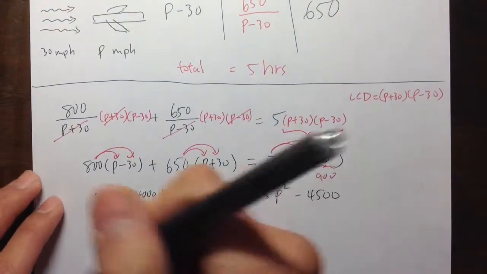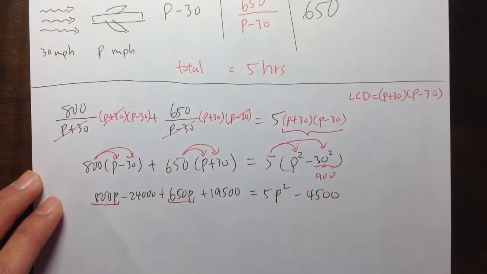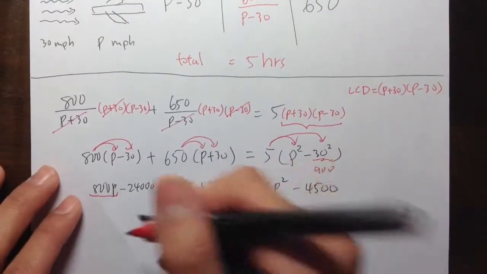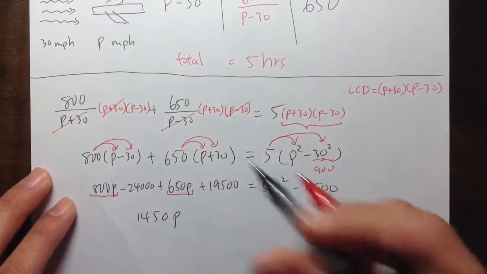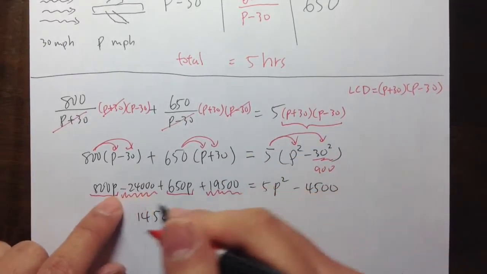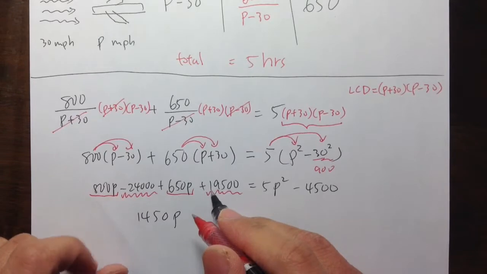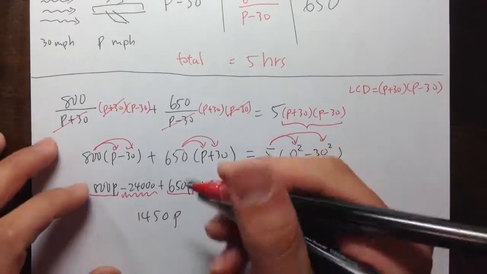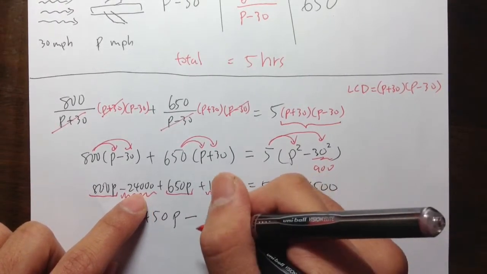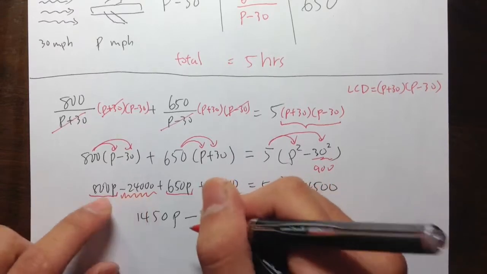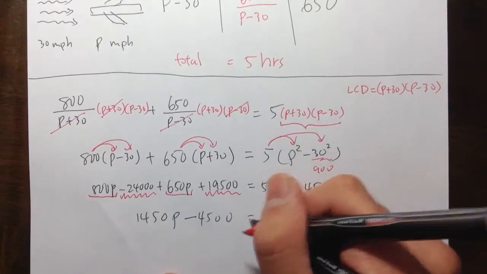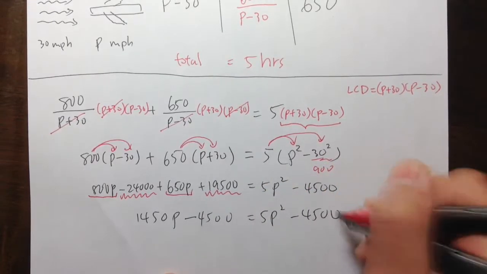Okay, and then collect like terms. I see the p terms here: 800p plus 650p is 1450p. And then with the numbers, negative 24,000 plus 19,500. Let me see, this should be minus 4,500. Alright, and that's equal to 5p squared minus 4,500.